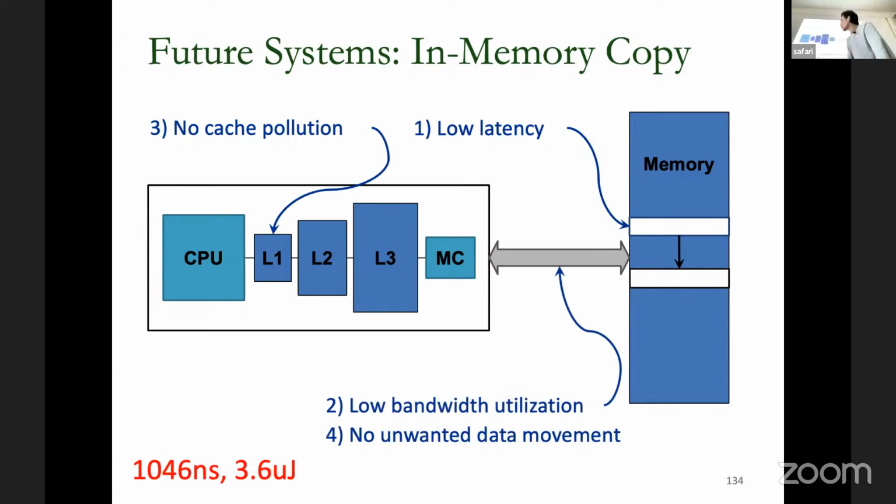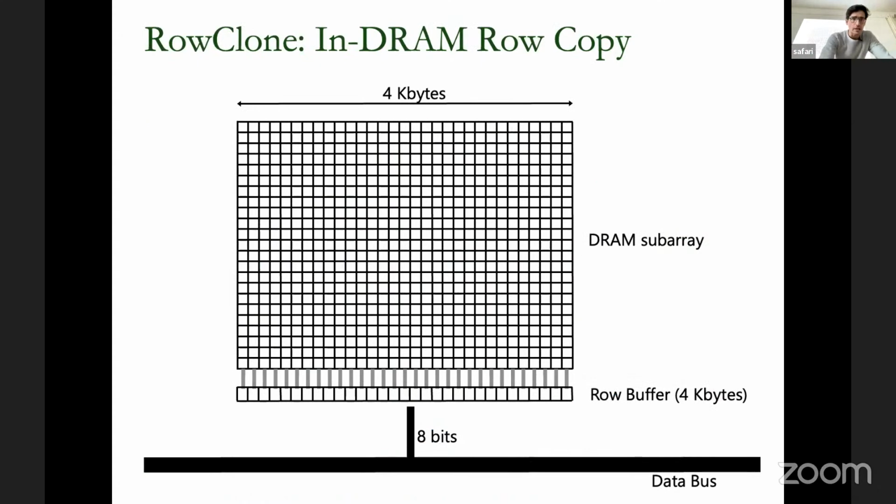And if you compare the cost in latency and energy of copying the data through the CPU, through the processor and the deep cache hierarchy, to the latency and energy consumption of an operation like this, you'll see that we can potentially reduce both latency and energy by 2 orders of magnitude. And it can be something as simple as the RowClone operation.